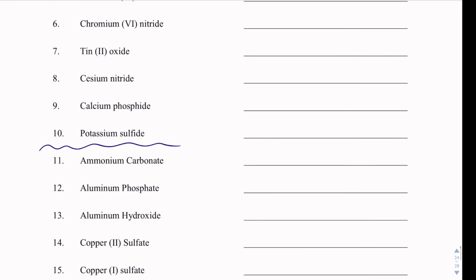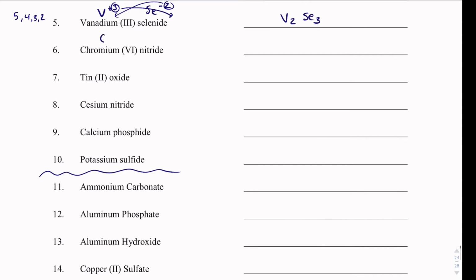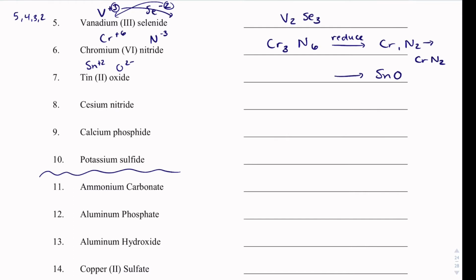Okay. Here we have chromium plus 6, Cr plus 6. We have N minus 3. When you crisscross, you're going to get Cr3N6. 3 and 6 can be reduced to Cr1N2, which would probably be written CrN2. Tin 2 oxide, that is Sn plus 2, O 2 minus. You're going to get SnO as your final answer. If you crisscross, you get Sn2O2, and so we reduce to SnO.